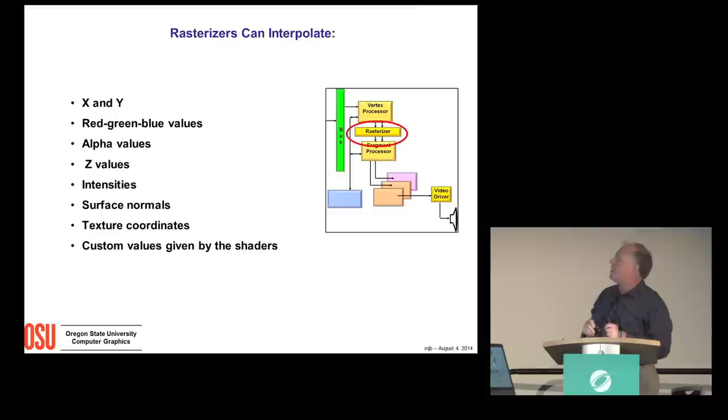And rasterizers can interpolate other things. They can interpolate colors and smooth out color boundaries across an object. They can interpolate the Z, the depth values. They can interpolate the alpha, the translucency values. They really are fairly intelligent. You know, I call them an interpolation engine, but they really are a lot more intelligent than that.